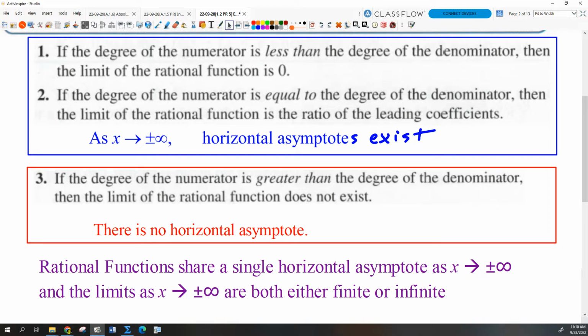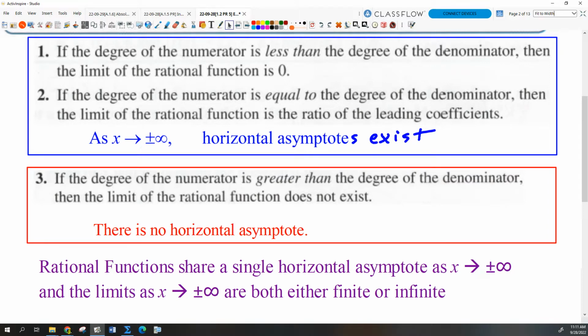If the degrees of the numerator and denominator are equal, then we're going to get a horizontal asymptote, and the limit is going to be equal to the ratio of the leading coefficients. And then the third case, if the degree of the numerator is bigger than the degree of the denominator, then we know we don't get horizontal asymptotes. Remember that rational functions always share a single horizontal asymptote on both sides of the graph. Left and right share the same asymptote. And I think that brings us up to speed. Any questions?